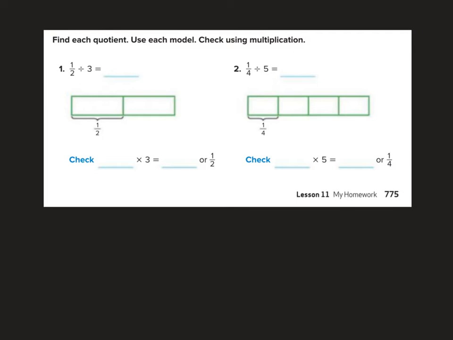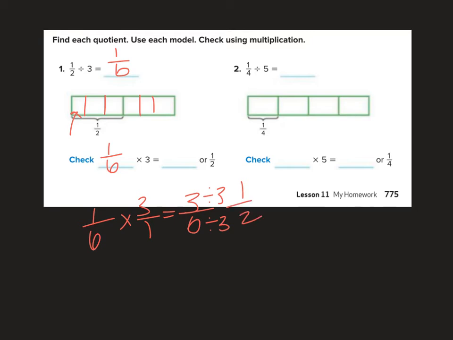Okay, so here I have 1/2. I'm going to divide it by 3. 3 groups, 3 groups. How many total groups? There are 6. And 1 section is 1. So if I take 1/6, multiply it by 3 over 1, I'd get 3/6. Divide by 3, and I'd get 1/2.